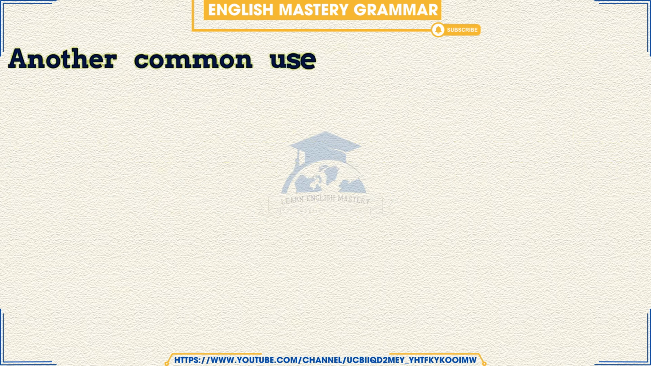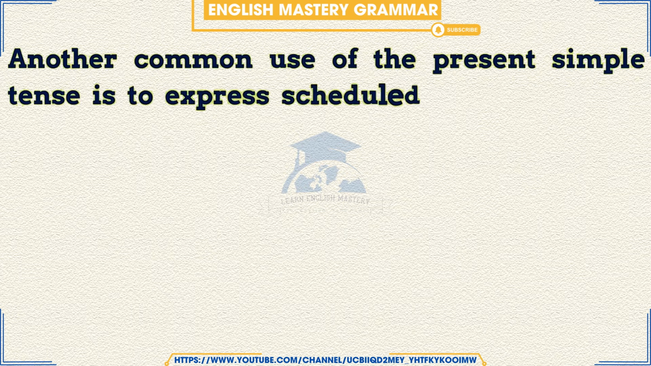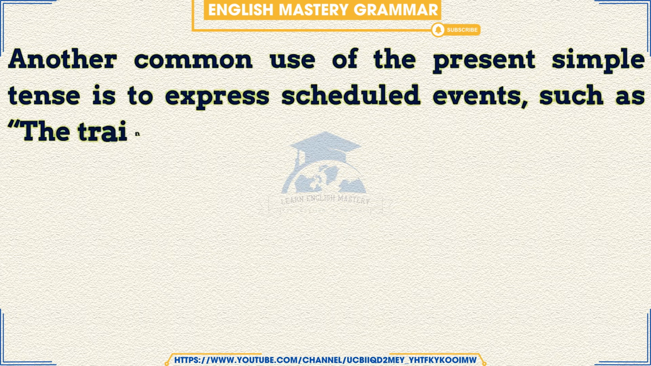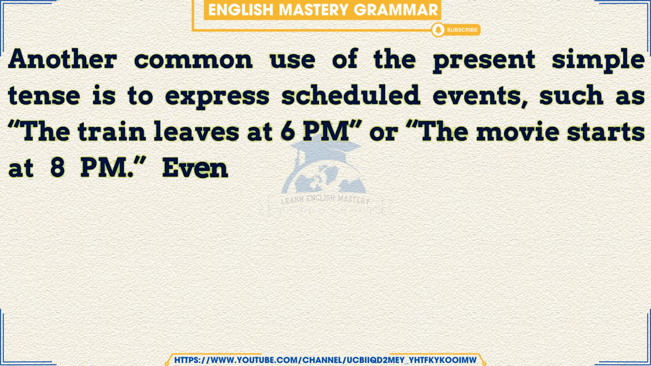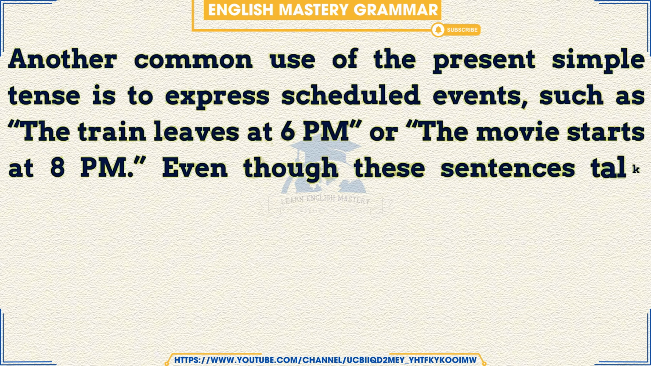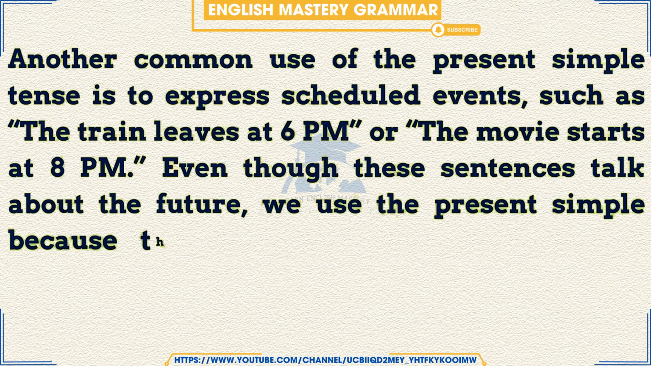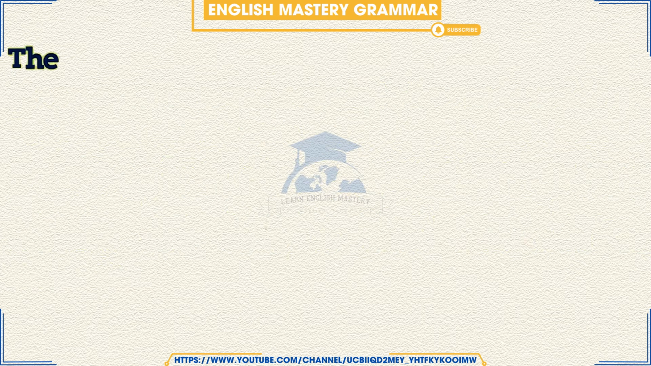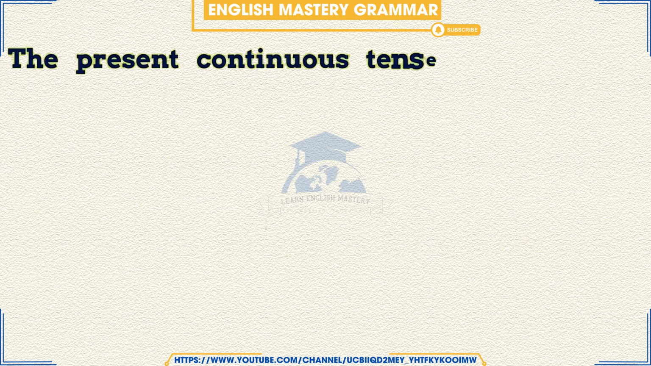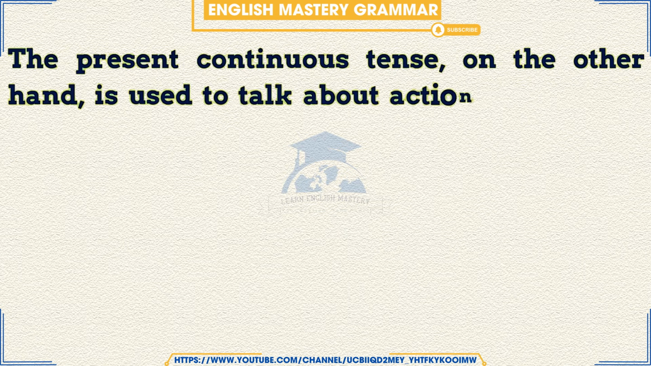Another common use of the present simple tense is to express scheduled events, such as "the train leaves at 6 p.m." or "the movie starts at 8 p.m." Even though these sentences talk about the future, we use the present simple because they refer to fixed schedules or timetables. The present continuous tense, on the other hand, is used to talk about actions happening right now.